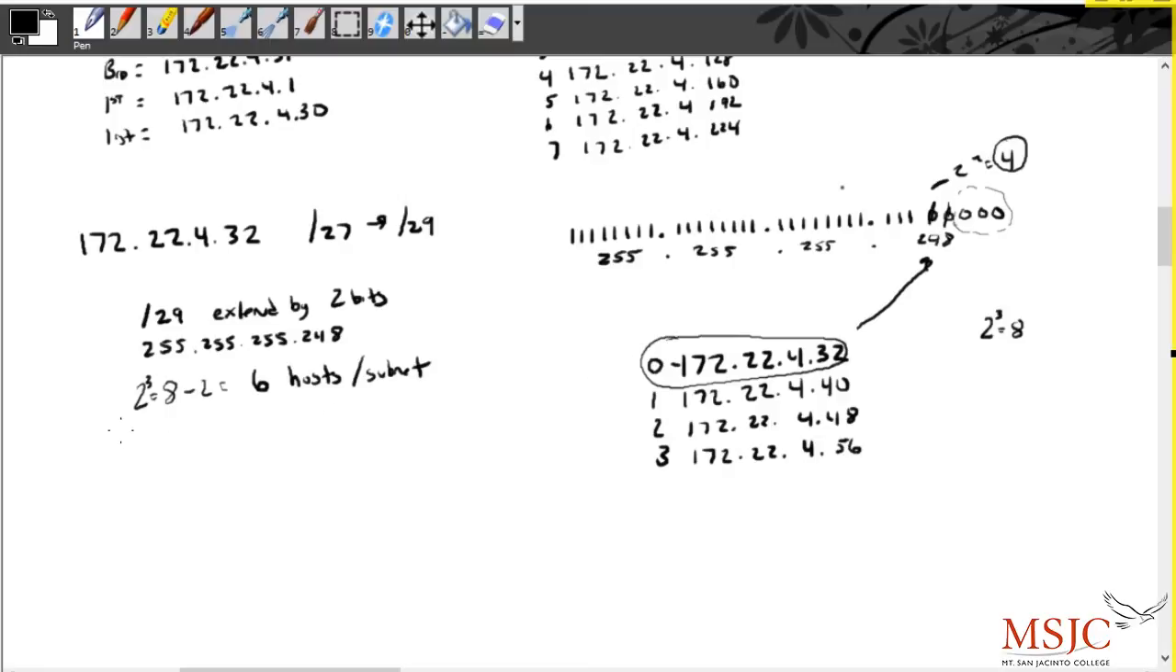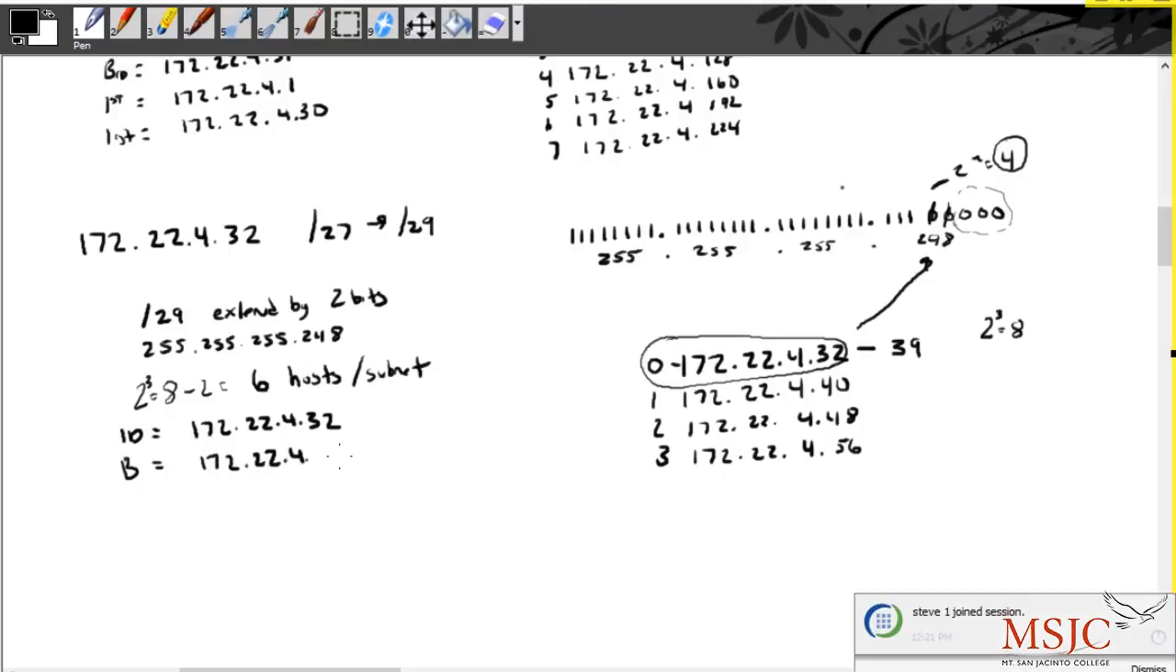So our network ID for this one is going to be 172.22.4.32. It now wants to know what our broadcast ID is. Our broadcast ID will be the last available IP in this block, which is 39. So the broadcast ID is 172.22.4.39. That's the broadcast ID.